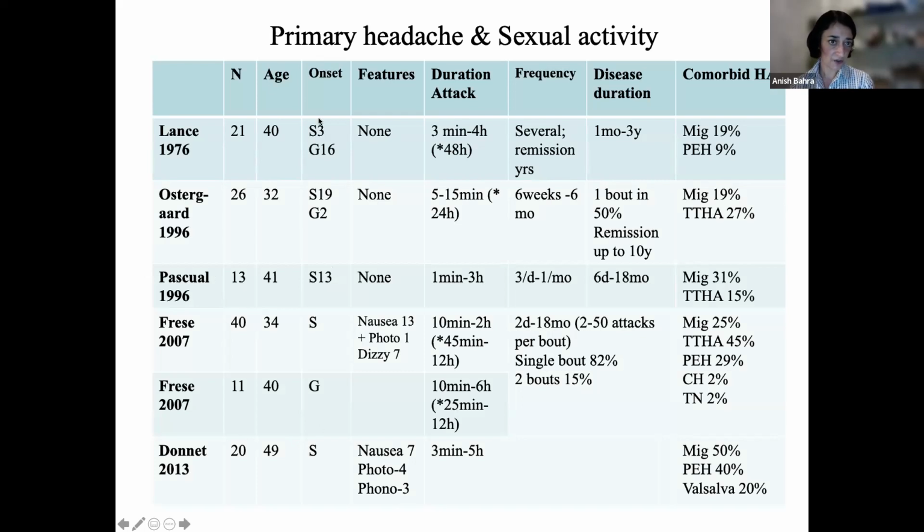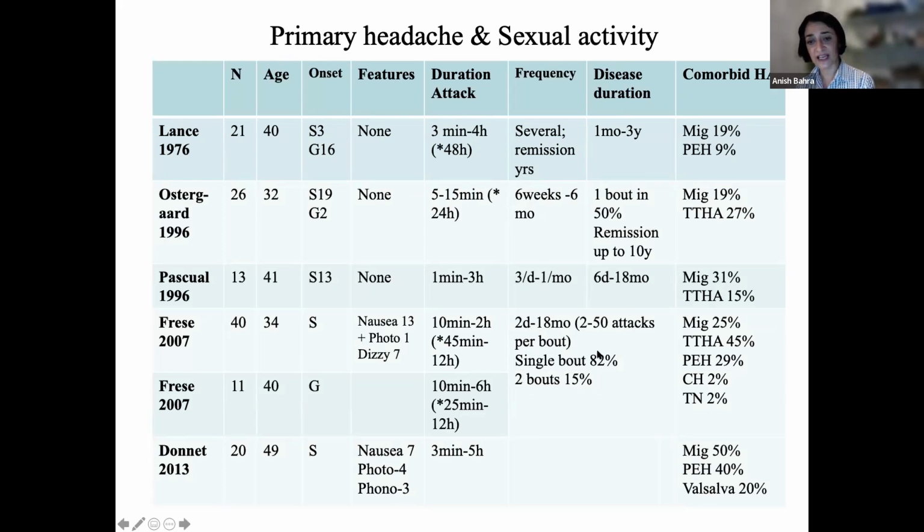And here you can see the S in the onset is sudden, G is gradual, generally featureless. And once again, it's the duration: they're short, so they can be minutes, generally to hours. Here again, they often have remission for years. Here in the second study, 6 weeks to 6 months, days to months. The next one, 2 days to 18 months.